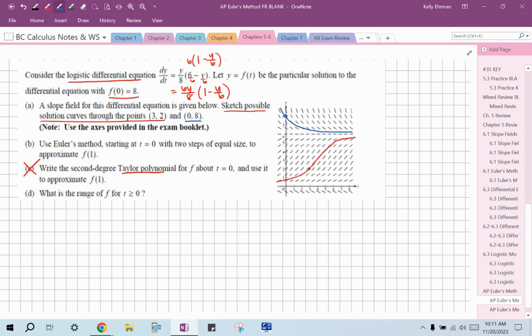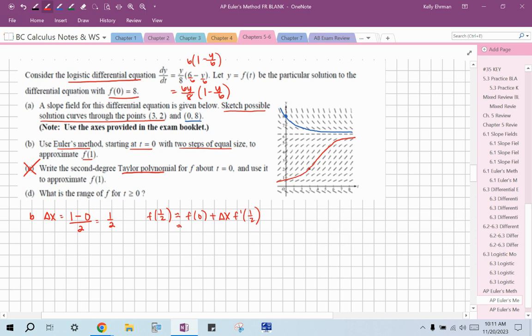Okay, part B is use Euler's method again, starting at 0, 2 steps of equal size to approximate f of 1. So begin with delta x. You want to approximate f of 1. You're starting at 0, and you're doing 2 equal steps. So delta x is 1/2. Starting at 0, the first approximation would be f of 1/2 is about equal to f of 0 plus delta x times f prime of 1/2.